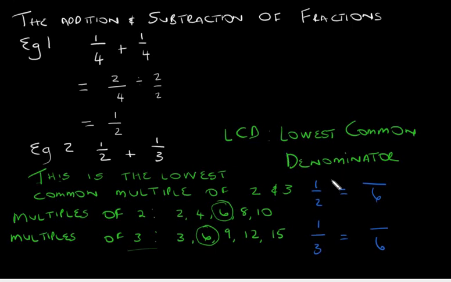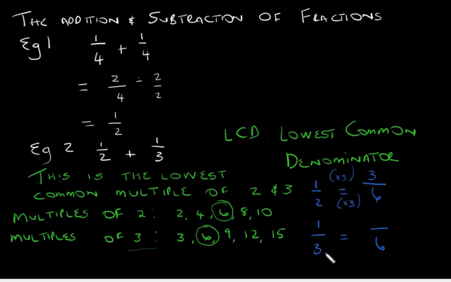I now need to convert a half to a number over 6, and I need to convert a third into a number over 6. What is this? This is equivalent fractions, which we've dealt with in our first lesson. So what did I do to 2 to get 6? I multiplied by 3. And so what I do to the denominator, I must also do to the numerator. And that will give me 3 over 6.